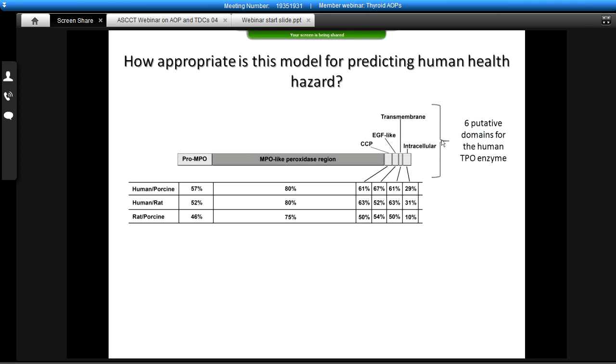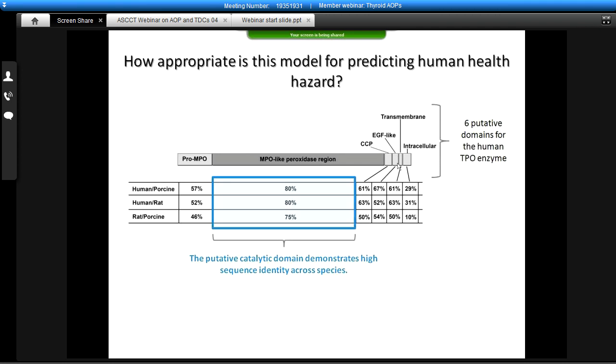So here I'm showing you just a visual representation of an amino acid homology experiment that I performed. There are 6 putative domains for the human thyroperoxidase enzyme. And if you just do an amino acid sequence alignment between species, what you find is that the putative catalytic domain has high sequence identity across species.